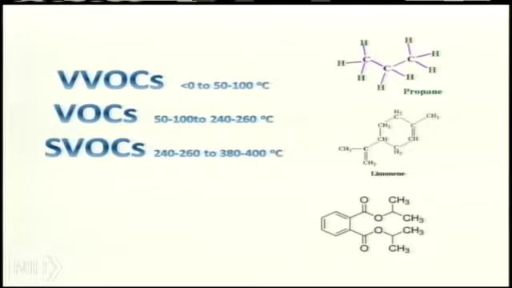Very recently, literally within the last year, the very volatile organic compounds are coming into play. These are almost even harder to measure because they're so volatile. They're very difficult for us to trap to even be able to identify them. These are things like propane and other very volatile organic compounds.